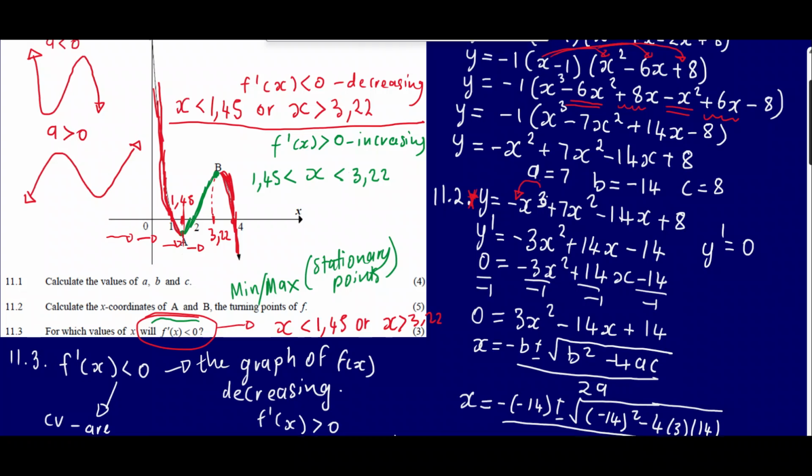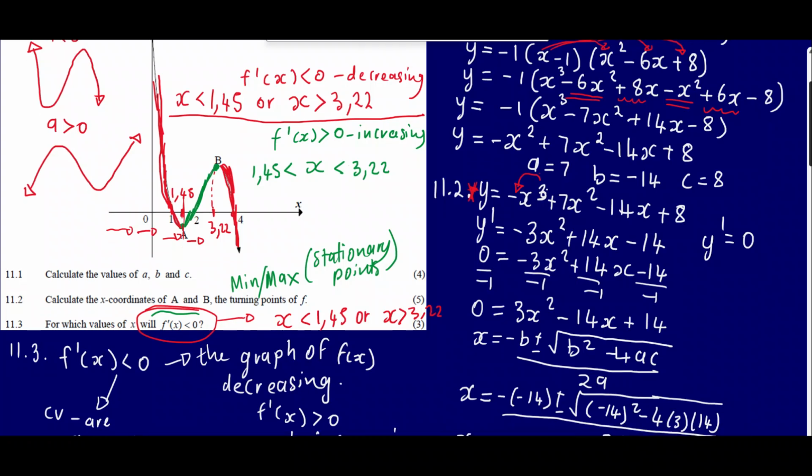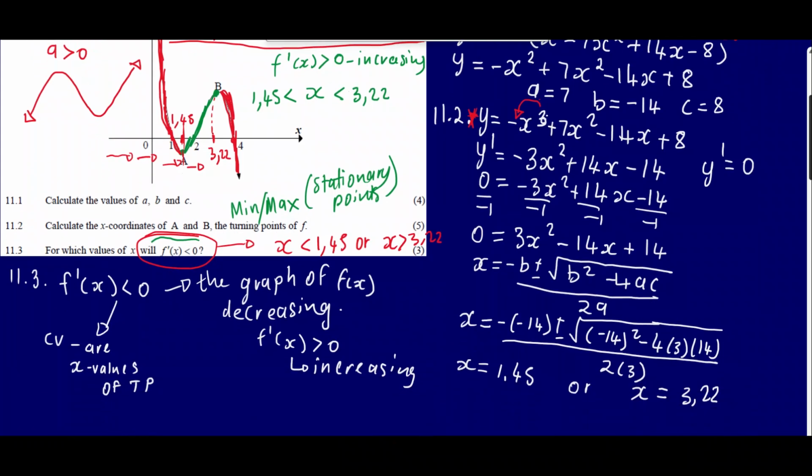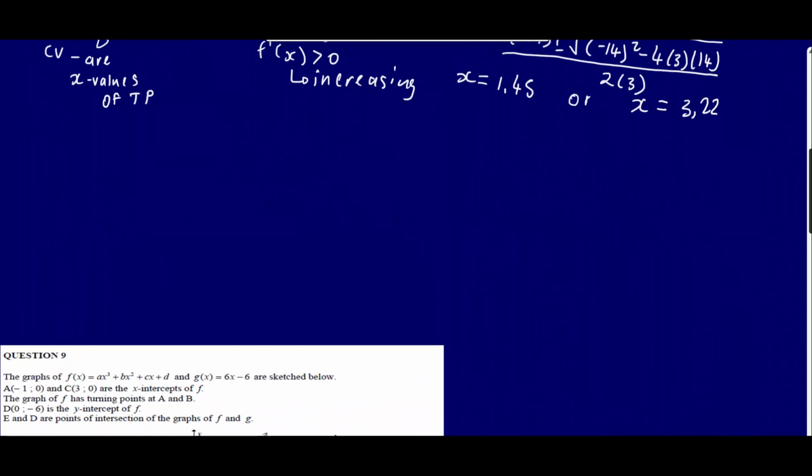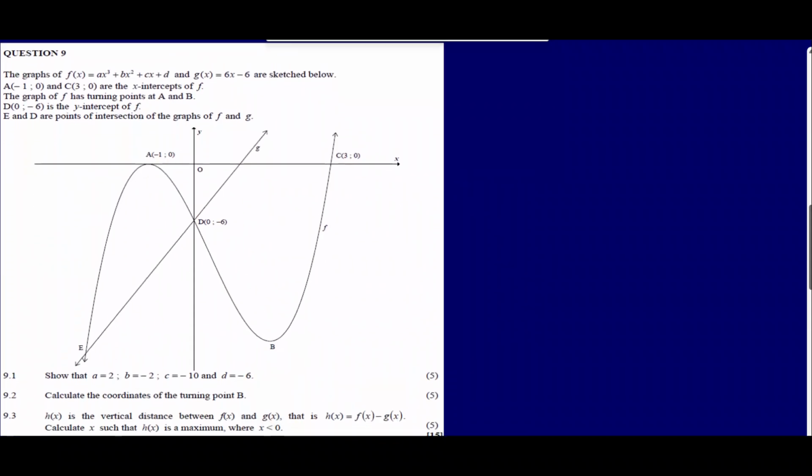So they're looking for where the graph is decreasing if it's less than 0. But if it's greater than 0, they're looking for where it's increasing, right? So I think if you watch the video once again, you will understand that. So let's quickly move on to the second part of the problem here, which is another cubic function question.